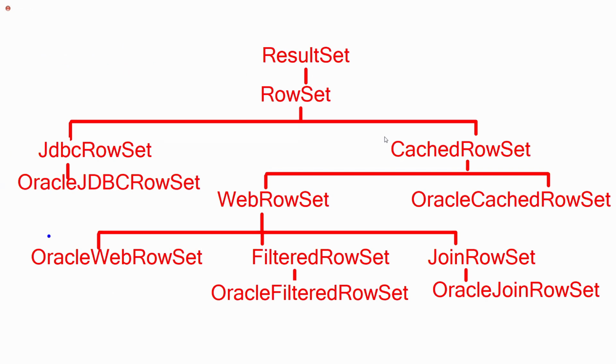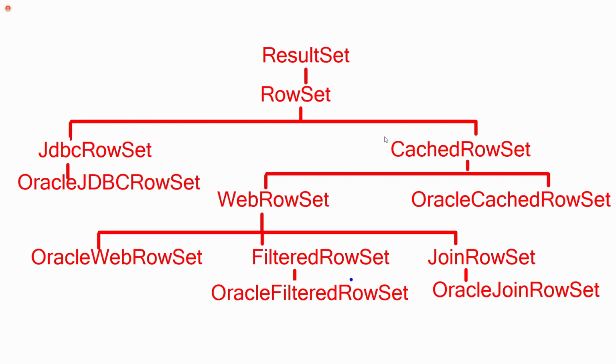Now using OracleJDBCRowSet, can I access JdbcRowSet methods? Yes. Can I access RowSet? Can I access ResultSet? Yes. So with this hierarchy, what you understand is that this hierarchy is required for upcasting and downcasting purposes.